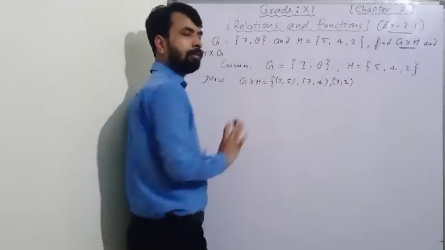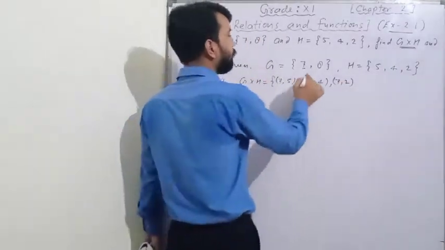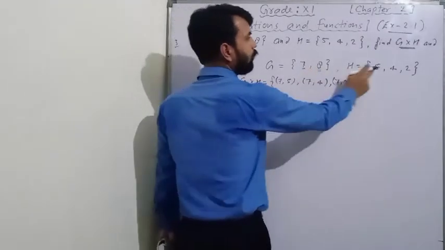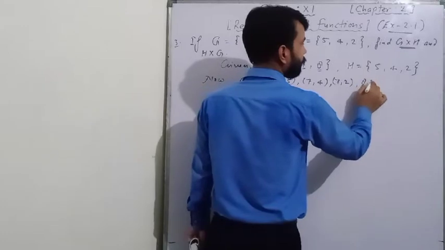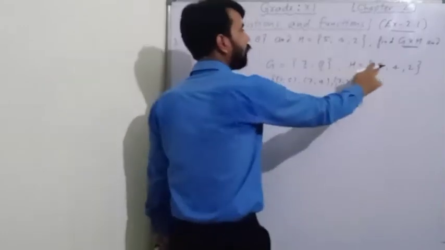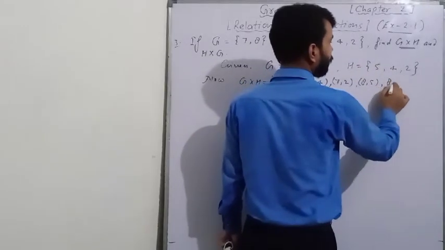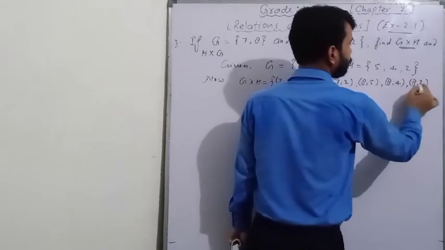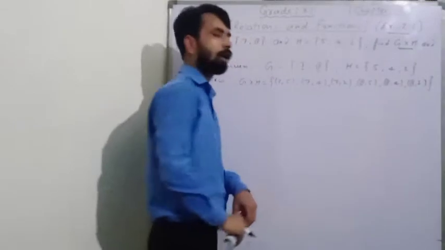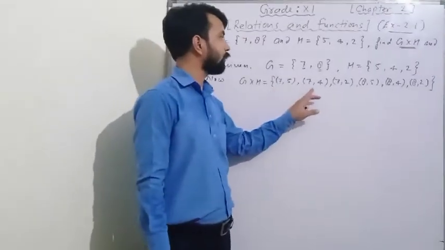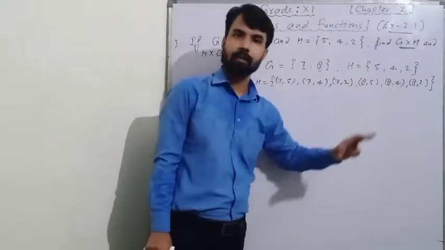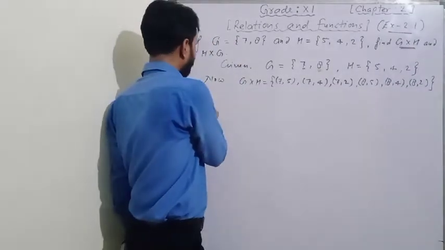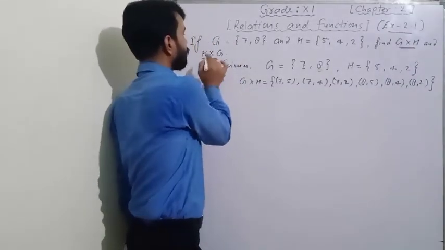3 elements are here. Now 3 are remaining. So we will make the pairs with 8. 8 is here. So 8, 5. Then 8, 4. And last 8, 2. Now count. How many elements are there? 1, 2, 3, 4, 5 and 6. Understood? Good. Now the second question is asking about H cross G.